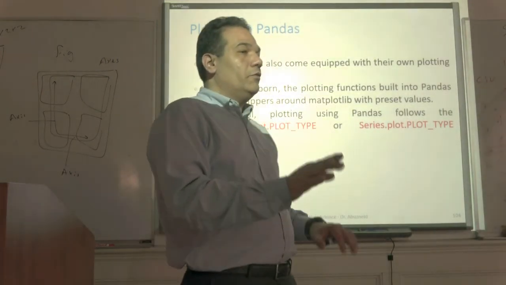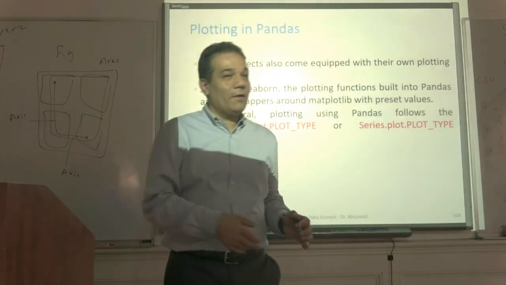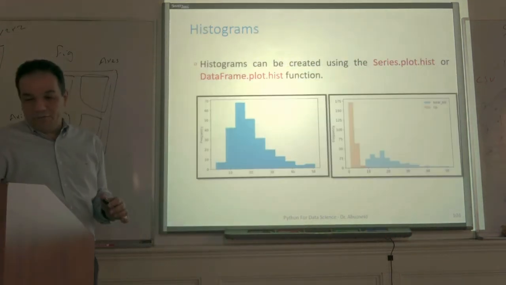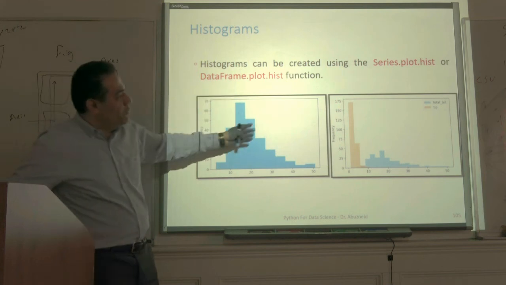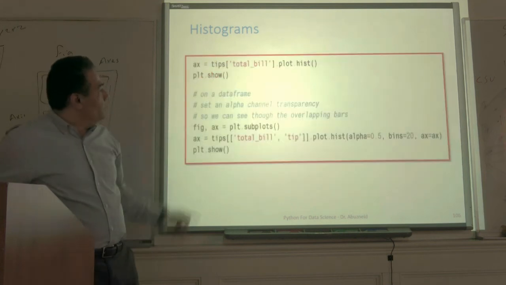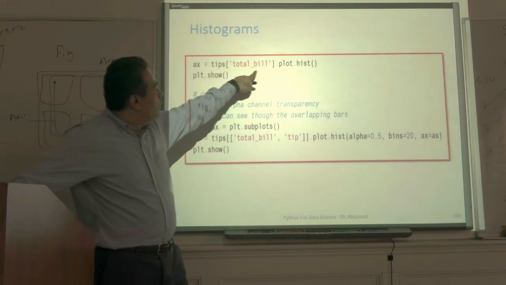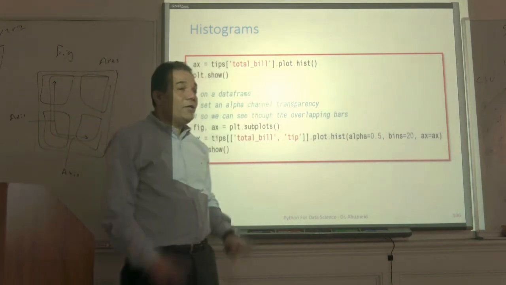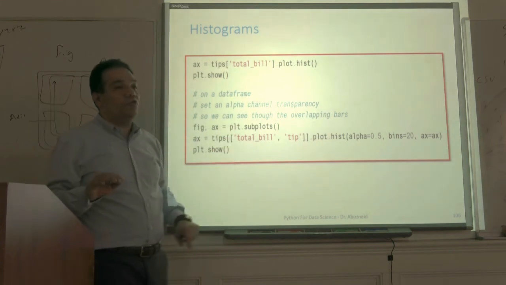This is the simplest of the most simple graphs you could have. You could do very complex graphs. So for example, this is a histogram. All you have to say is DataFrame plot histogram, and that's it. For example, axis, tips, total bill, plot histogram from pandas. You did not even call any other library, and it will give you the histogram.